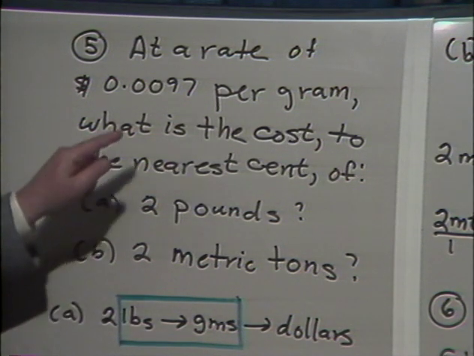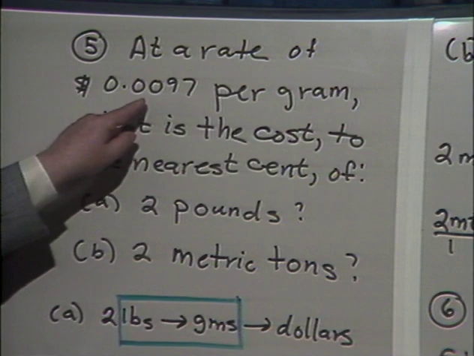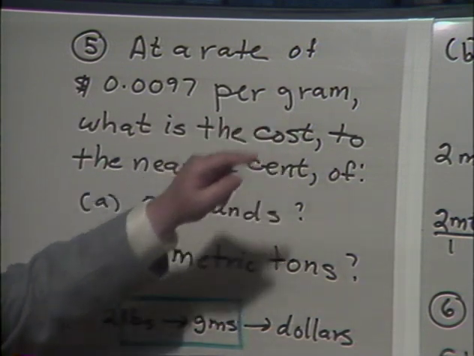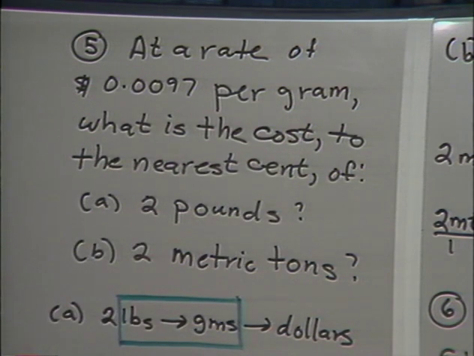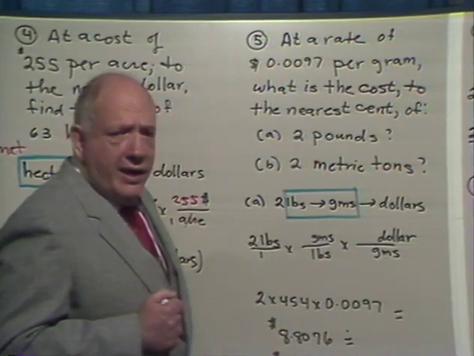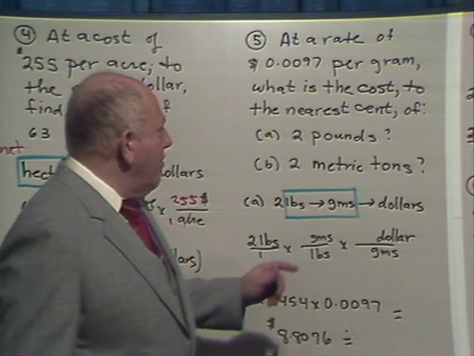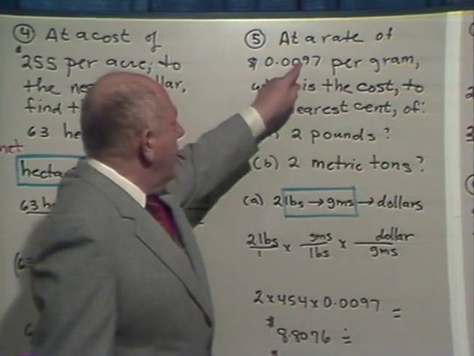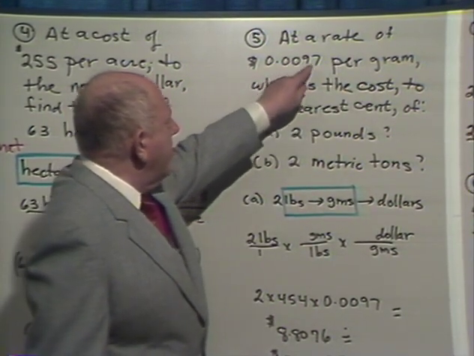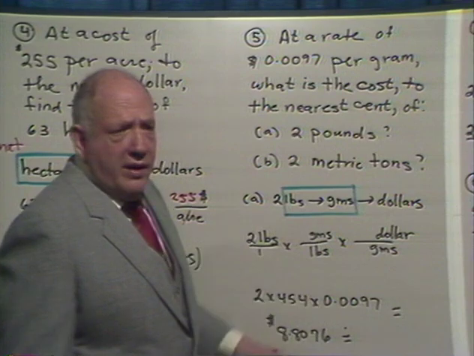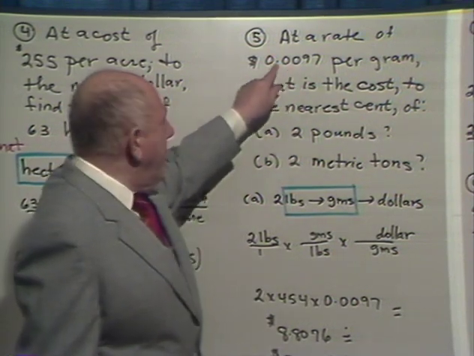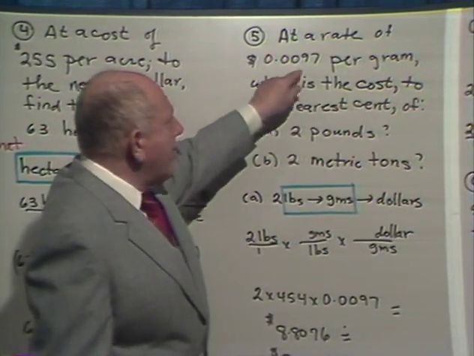One is I want to show you that when an item is very, very small, I want to emphasize what a rate is. Remember we saw that there are over 28 grams in an ounce. So a gram isn't very, very big. See, $0.0097, that's less than a penny, isn't it? See, a penny would be 0.01. This is less than 1 cent per gram.